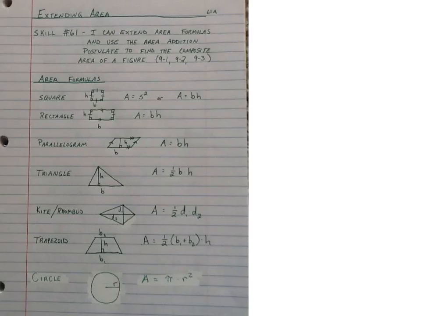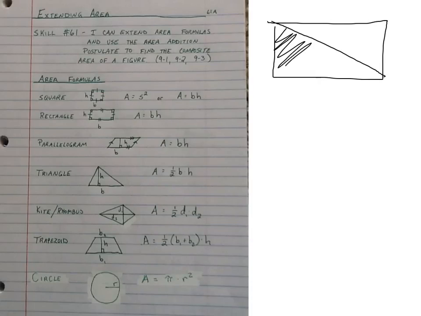Next up we have the triangle, whose formula is 1/2 base times height. You can think of a triangle as simply 1/2 of a rectangle, so that's why we get half base times height. Next up we have the kite or the rhombus, and the formula for that is 1/2 diagonal 1 times diagonal 2. So you take the product of the diagonals and cut it in half.